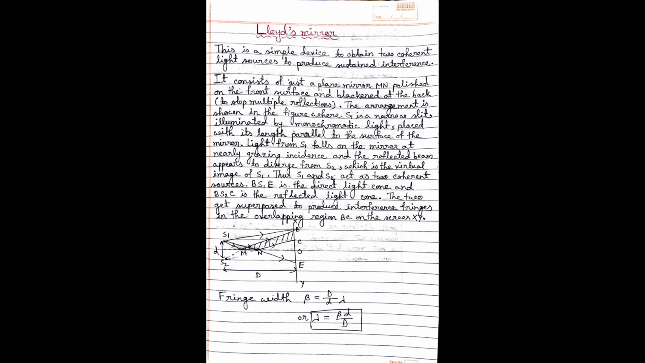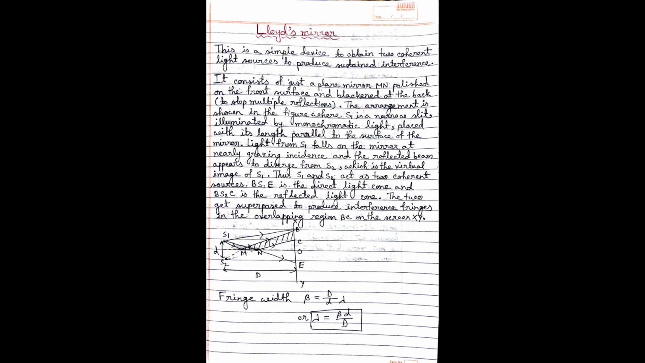Another example of interference by division of wavefront is the Lloyd's mirror. It is also a very simple device to obtain two coherent light sources to produce sustained interference. Here is the diagram. MN is a mirror polished on the front surface and blackened at the back to stop multiple reflections. Here is the arrangement.